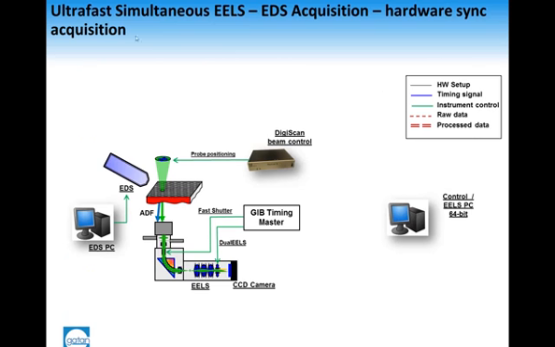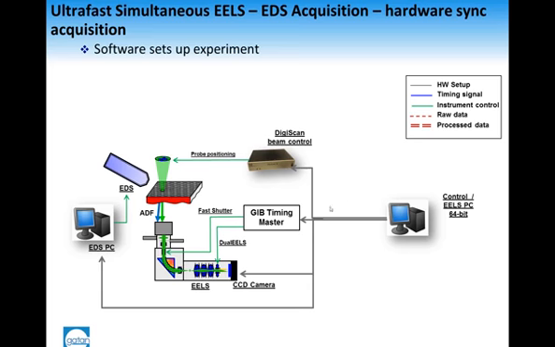So this is our approach at Gatan. We synchronize EELS acquisition, EDS acquisition, and the beam positioning by means of hardware synchronization. This is a schematic of what happens. We set up our experiment using the Gatan computer. We set up an exposure time for the camera, and whether we want to acquire the data in DualEELS mode or not. This will be controlled by the Gatan computer through the GIF timing master.